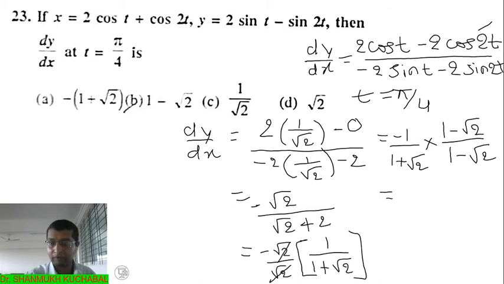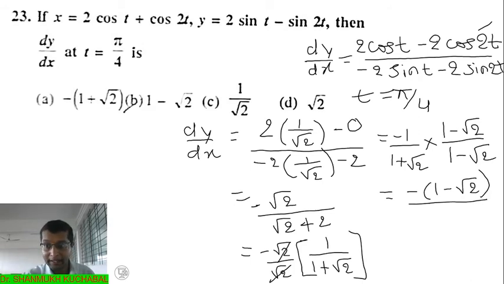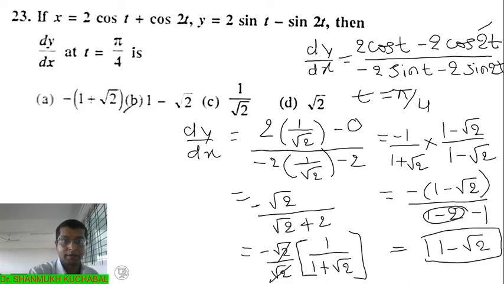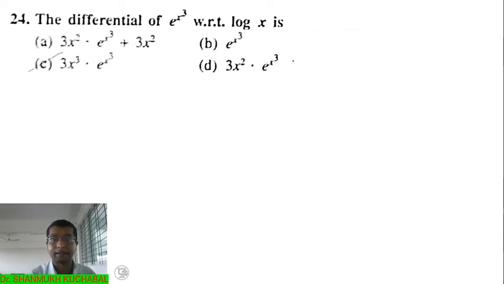Numerator simplification is minus 1 minus root 2. The denominator is of the form a plus b into a minus b, which simplifies to a square minus b square, so it is 1 minus 2, which is minus 1. Minus minus cancels, and we get the answer 1 minus root 2. So option B is the right answer.